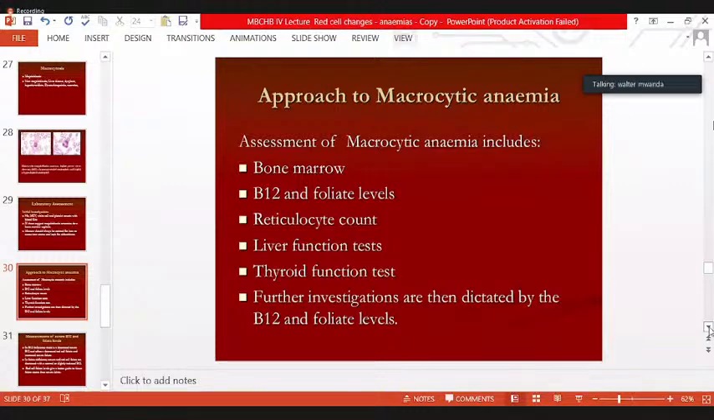In addition, we may do liver function test, thyroid function test. The others will depend on the clinical situation, but these are the mandatory, and this is the mandatory process that we need to follow in the investigation of a patient or a case presenting with a macrocytosis.